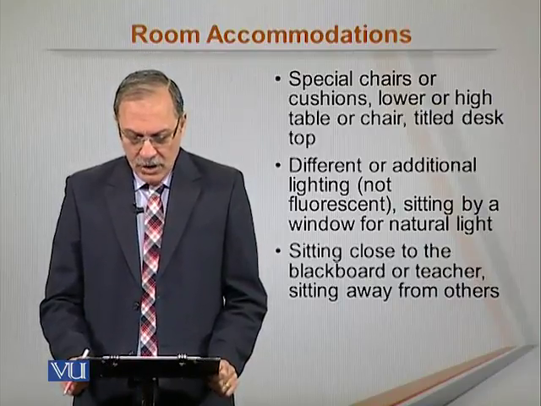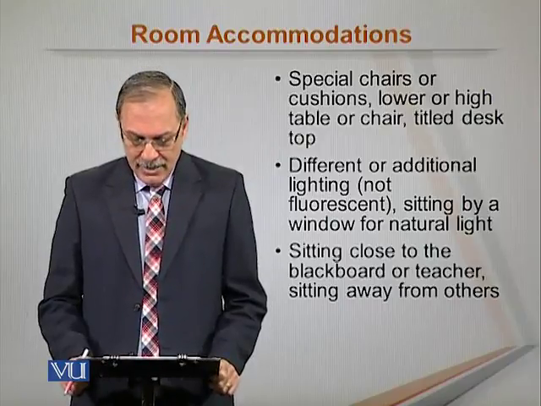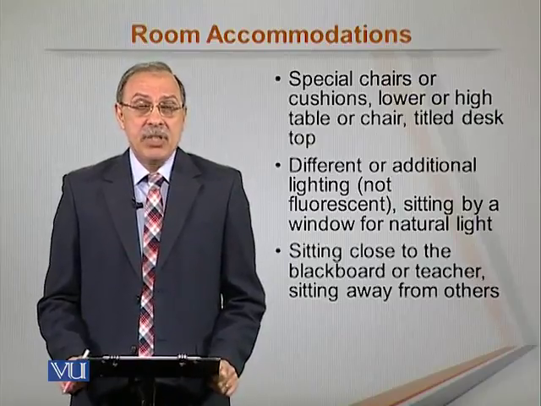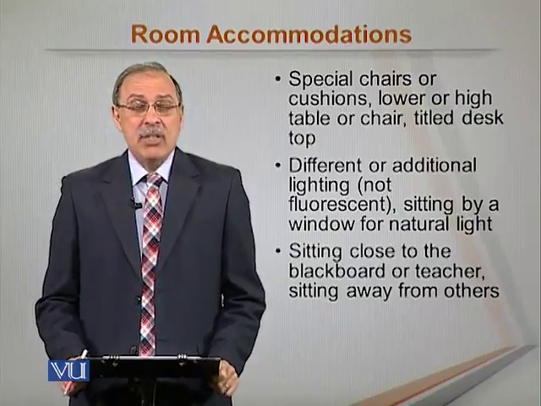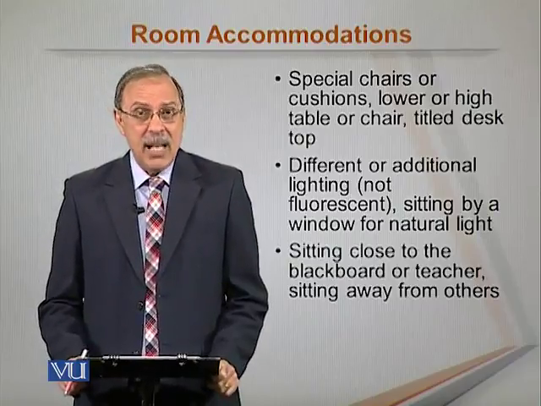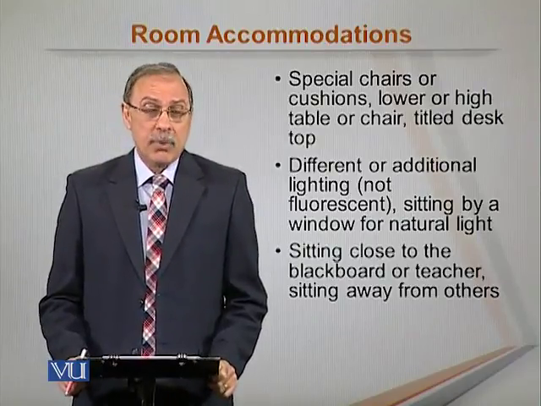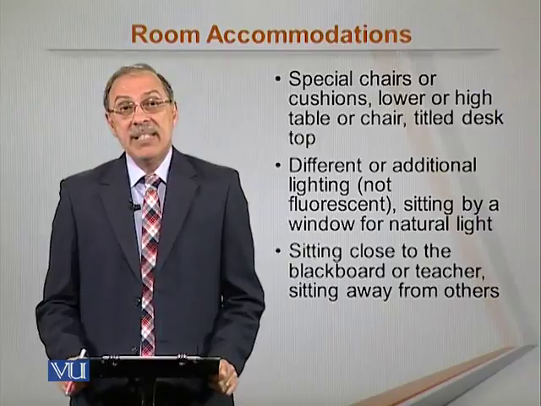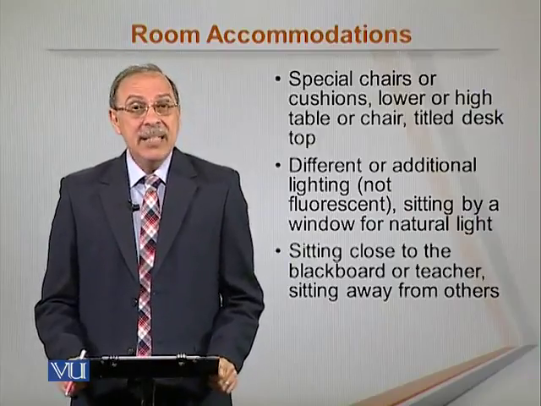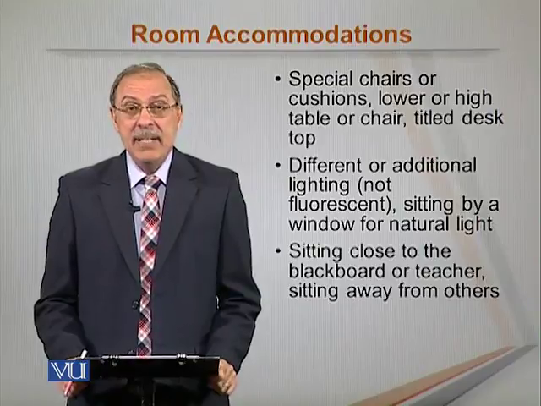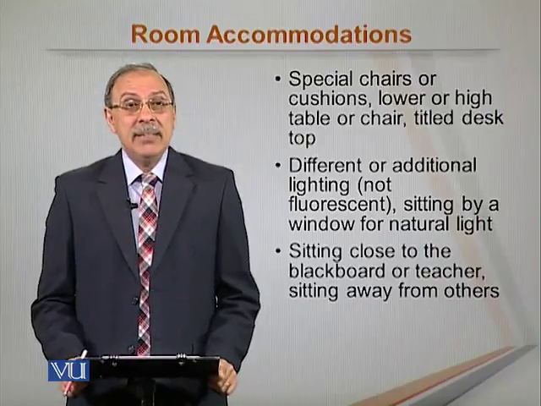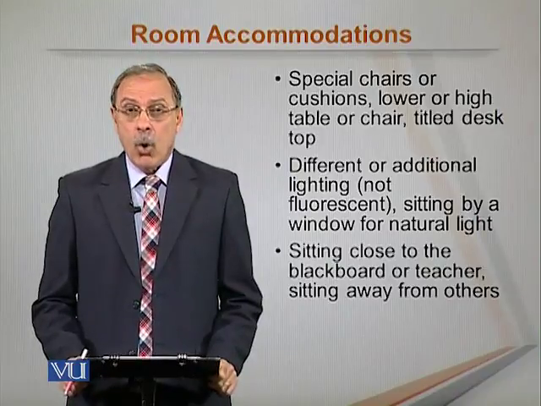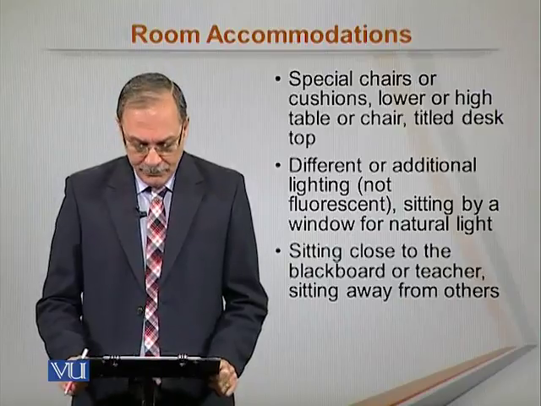2. Different or additional lighting, not fluorescent, sitting by a window for natural light. Is the lighting in the room sufficient? Is the child, especially a child with poor eyesight, in direct light? If not, does the window provide good enough light? Would you need a lamp or special lighting at the desk of this child? These are considerations that need to be made to make sure that the needs of the child for fulfilling his obligations for studying are all fulfilled appropriately.